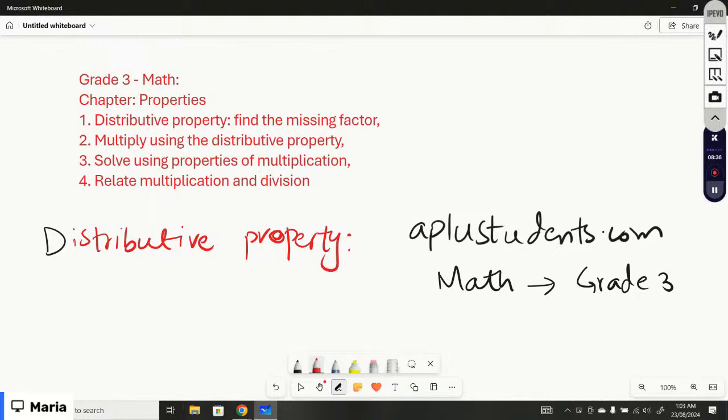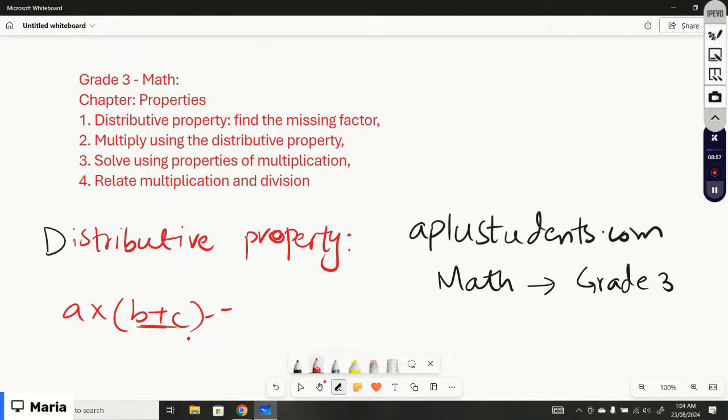That is basically like this: A times (B plus C), right? B and C are adding, they are inside the bracket. A is outside the bracket, A is multiplying the sum of B and C, right? So how do we solve this? That is known as the distributive property.